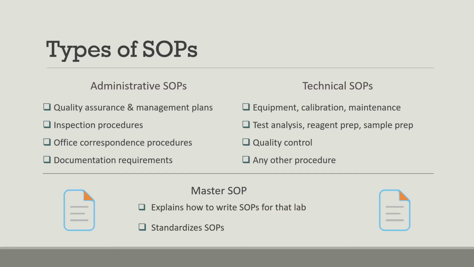Now your master SOP is basically the SOP that tells you how to write SOPs for your lab. So the reason that this exists is it sort of standardizes your procedures across the lab. And so all of your procedures from department to department should be fairly similar. Usually they're in the same order and they have the same section headings. And that makes it easier, if you're in a department you don't work in a whole lot, to be familiar with their procedure manuals.